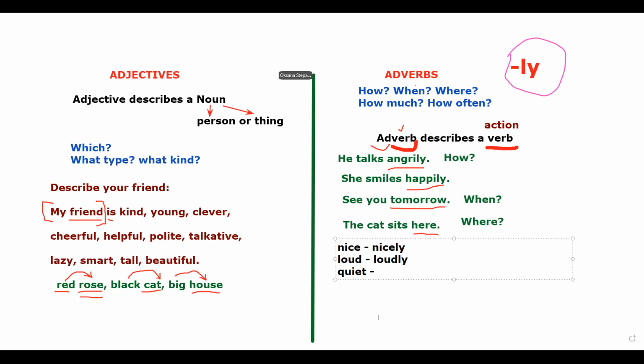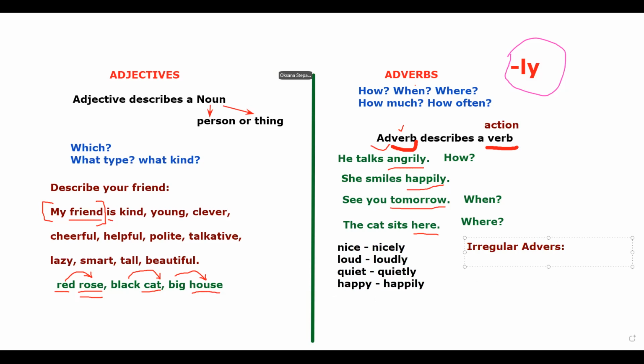Loudly, quiet, quietly. Again, happy, happily, just as an example. Okay, with this, there are some irregular adverbs also. Let me put them here as well. Irregular adverbs.